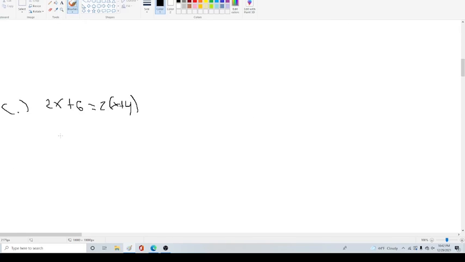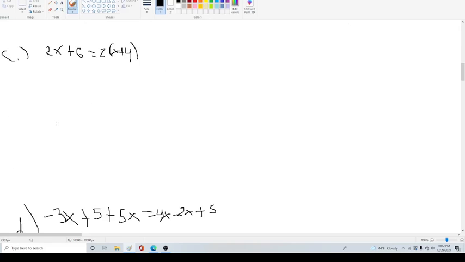Let's look at our next one. 2x plus 6 is equal to 2x plus 4. Just like before, we're going to distribute our 2 on this side. And so that gives us 2x plus 6 is going to equal 2x plus 8. Sorry about that, let's make that clearer.